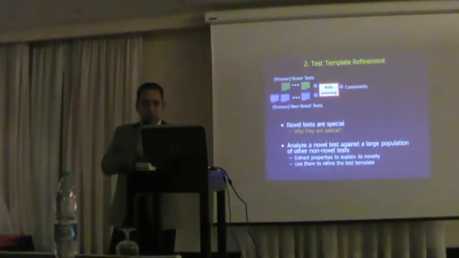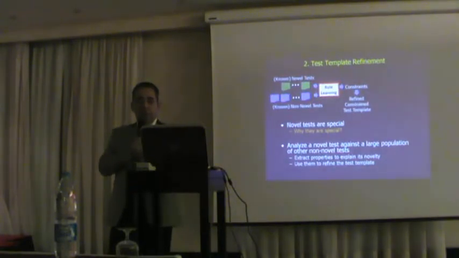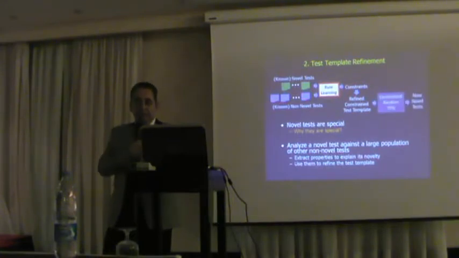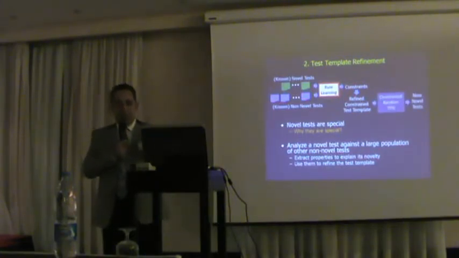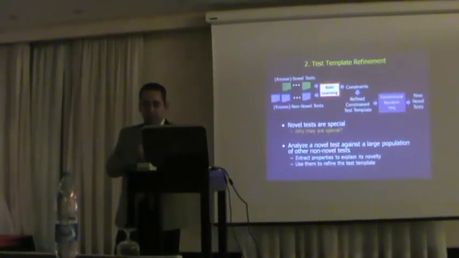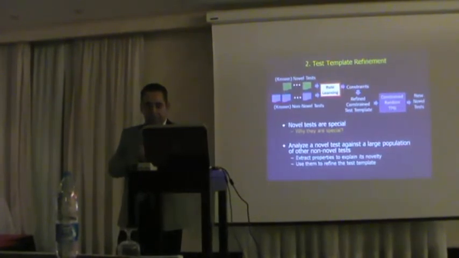So here we're going to learn from both the novel tests that we have seen and the non-novel tests, the ones that are not useful. We're going to learn what makes things novel and what makes things not novel, as I said earlier, and then use that to generate different types of constraints that can be used by the random test generators to generate better novel tests.